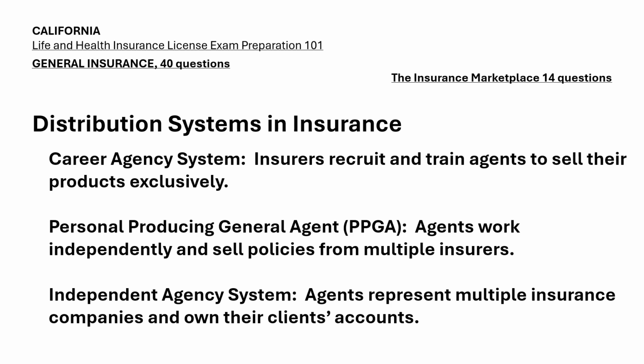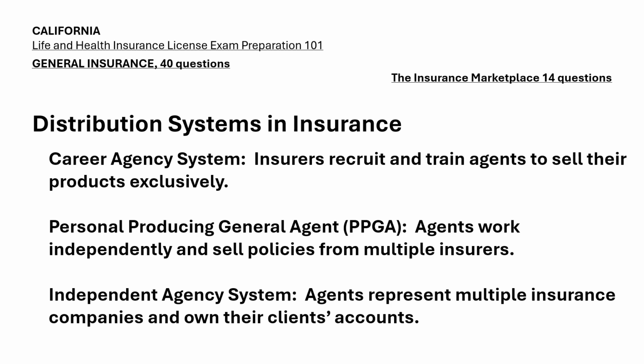Description: insurance companies use various distribution systems to sell their products. In the career agency system, insurers establish offices and recruit agents to sell their products exclusively. Agents in this system often receive extensive training and support from the insurer. The personal producing general agent, PPGA system, allows agents to work independently and sell policies from multiple insurers, while focusing more on selling rather than recruiting.